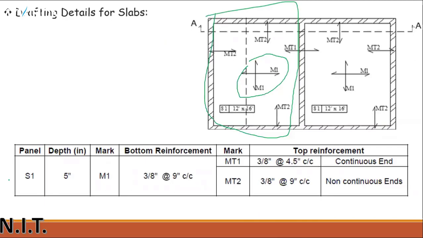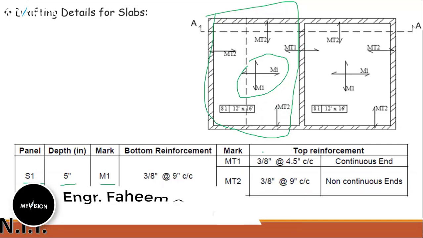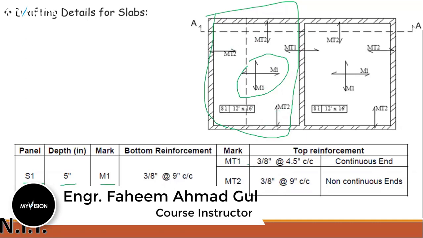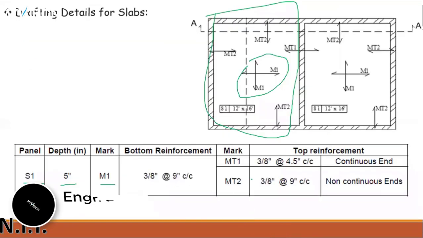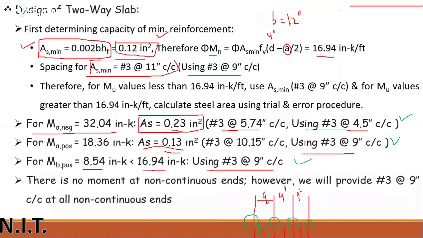it is S1 slab, depth is 5 inches, M1 steel is number 3 at the rate of 9-inch center to center, and MT1 and MT2 are applicable. MT1 is at the continuous end and MT2 is at the discontinuous end. So at the continuous end it is number 3 at the rate of 4.5 inches, and at the discontinuous end it is again applicable.